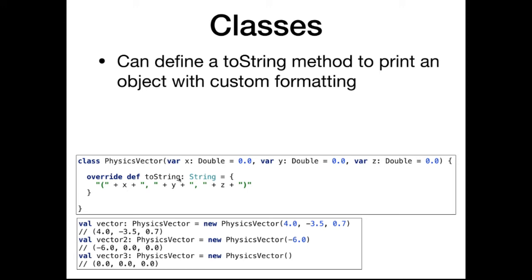So if we want a physics vector to display how a physics vector should, with parentheses in this format, we can do that with the toString method. Whenever you create a class and you want things to be printed in a particular format, hit it with that toString method, and it's going to give you some better visuals when things are printed to the screen, if you're reading these values manually. So toString helps us with that.